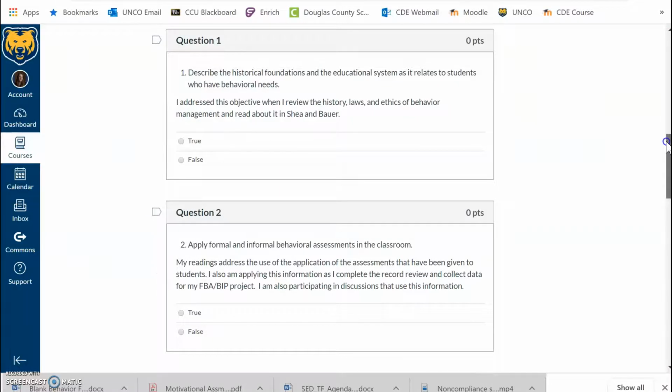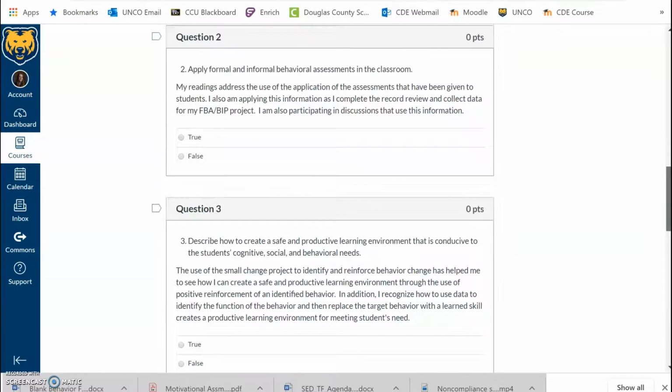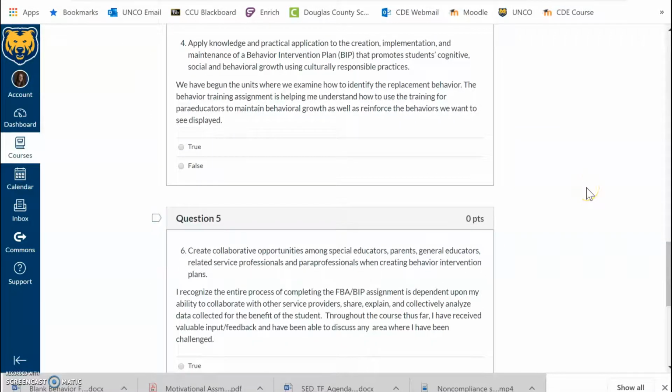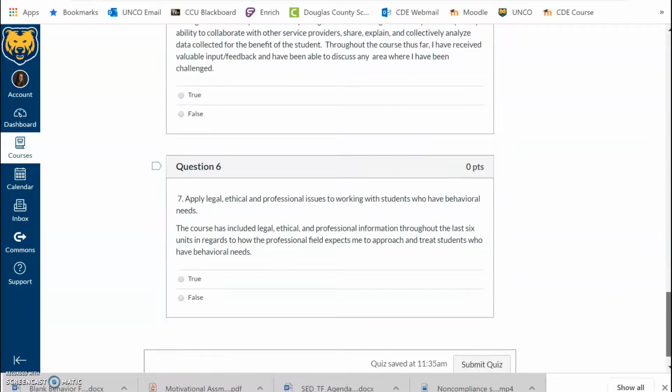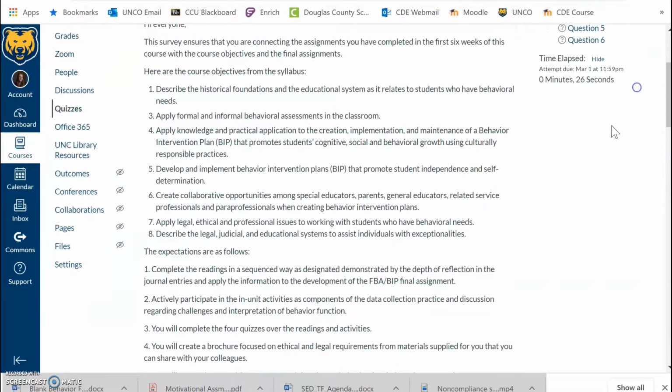You'll see these are just true, false questions. Has this or that been addressed? Do you feel comfortable or familiar with these particular topics? And that is the extent of this quiz. It should not take you too long. You'll just review and then submit. Feedback is really valuable for myself and for us as we continue to work to improve our courses and deliver this information to students.